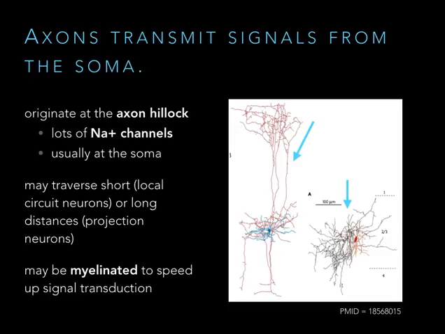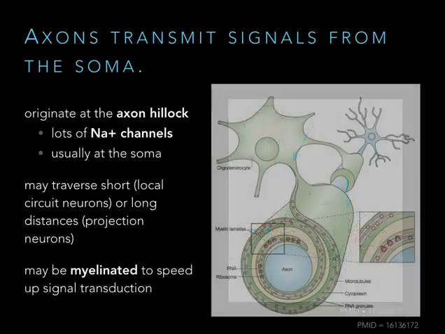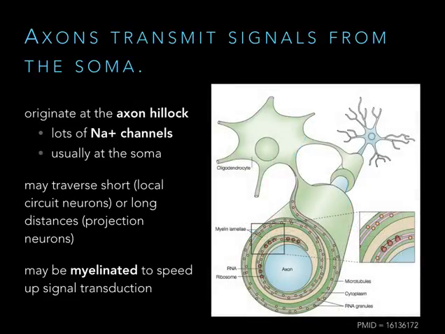These axons may or may not be myelinated. If they are, then they will conduct their signals much more rapidly than an unmyelinated axon. We'll talk about myelin once we discuss oligodendrocytes and Schwann cells, because the myelin is not actually created by neurons. Instead, it's created by one of those support cells.